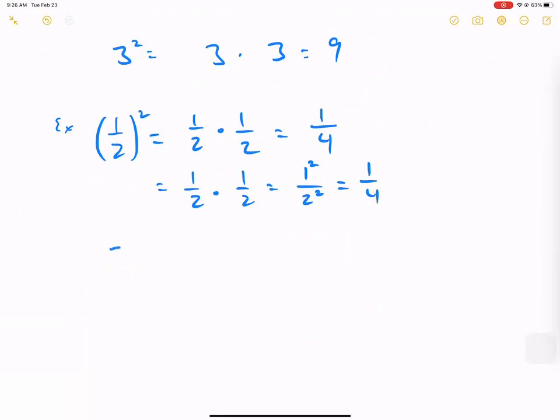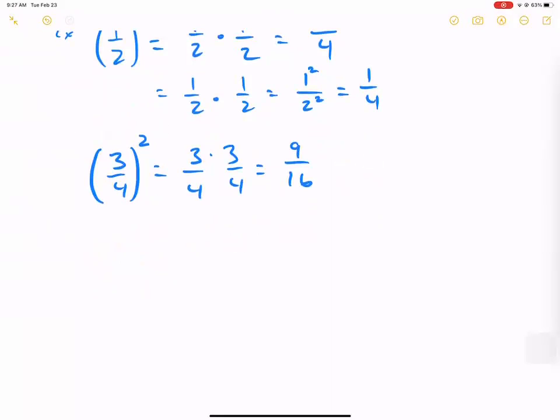If I say 3 over 4 squared, well, we could have written 3 times 3 and 4 times 4, which is 9 over 16. Now, this is easy for me writing out for easy values, for really simple squares. But we can also write this again. This is the same as, now here is the rule.